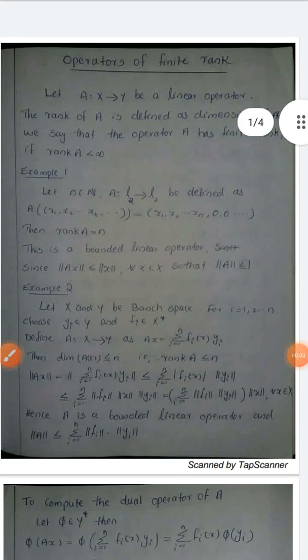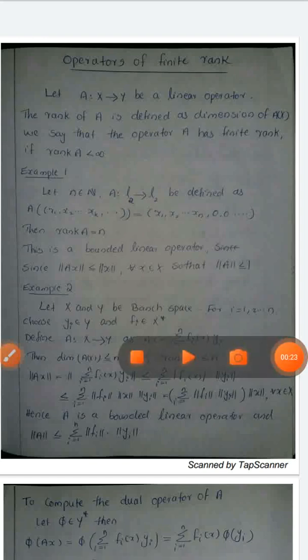Hi, today we are discussing operators of finite rank. Let A from X to Y be a linear operator. The rank of A is defined as the dimension of A of X. A of X means the image of A. That is, rank of A means dimension of the image of A. We say that the operator A has a finite rank if rank of A is less than infinity.